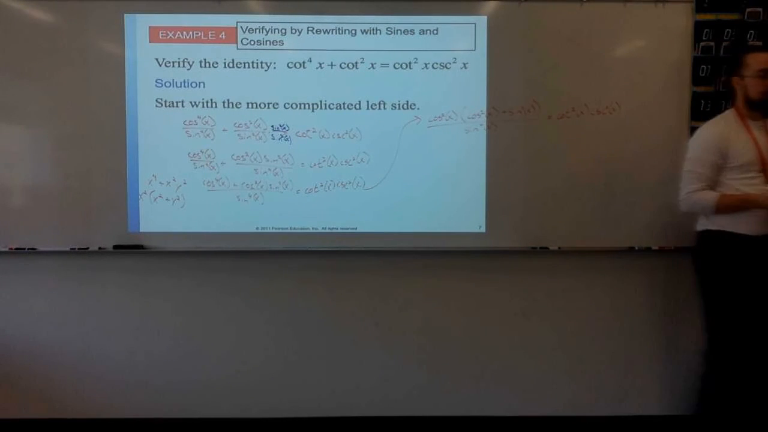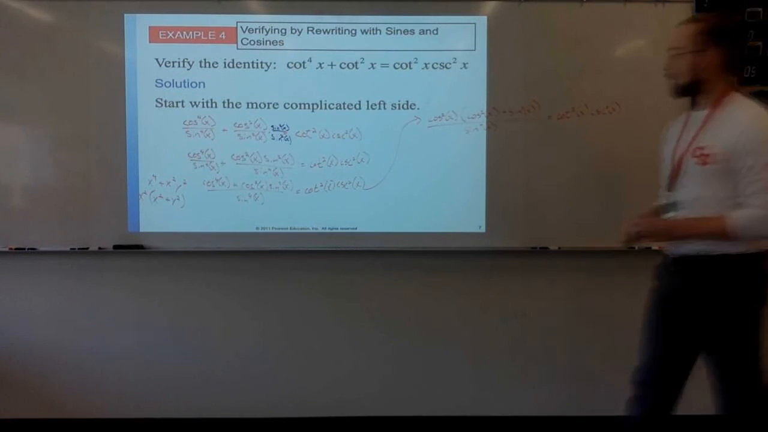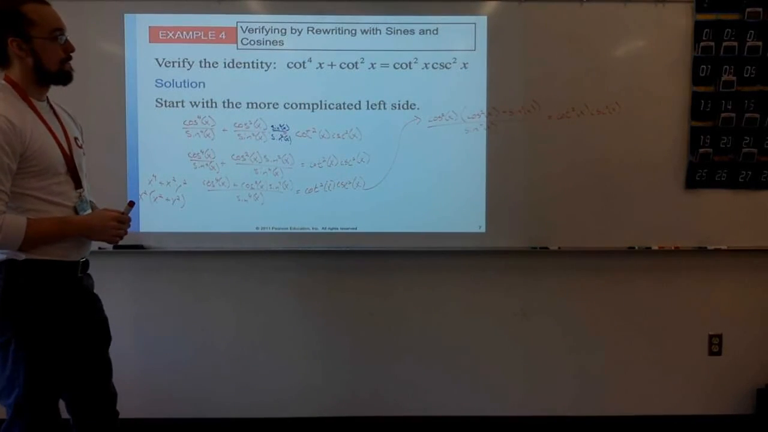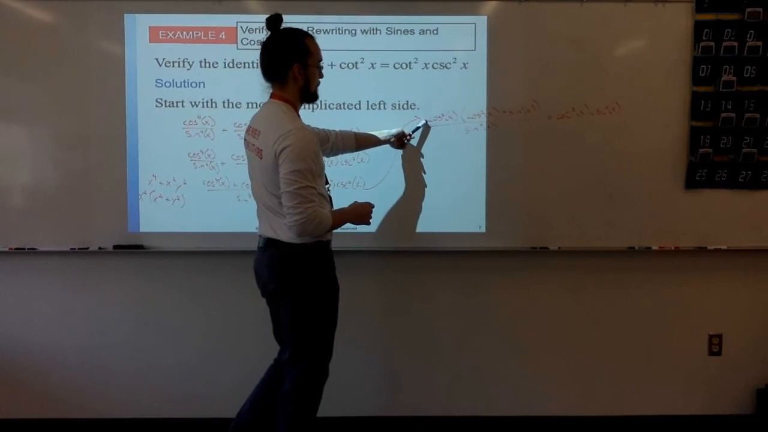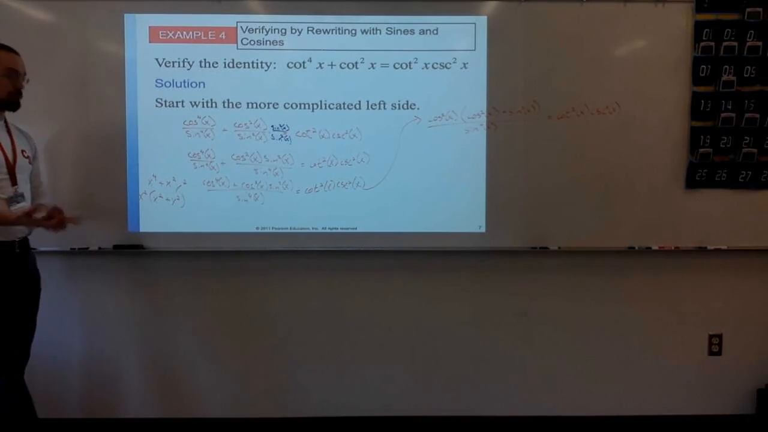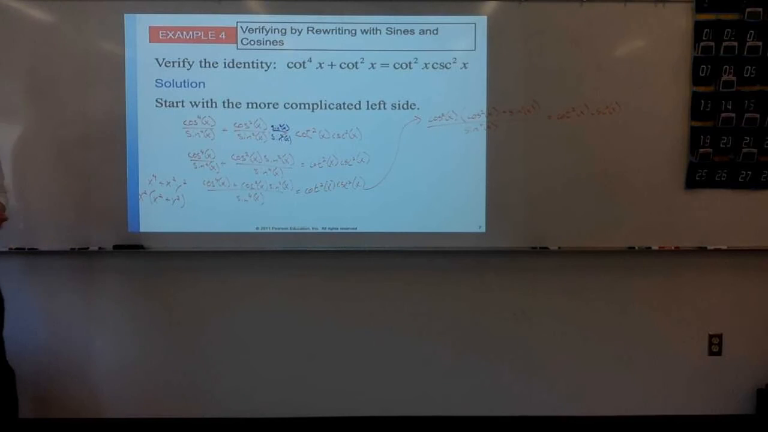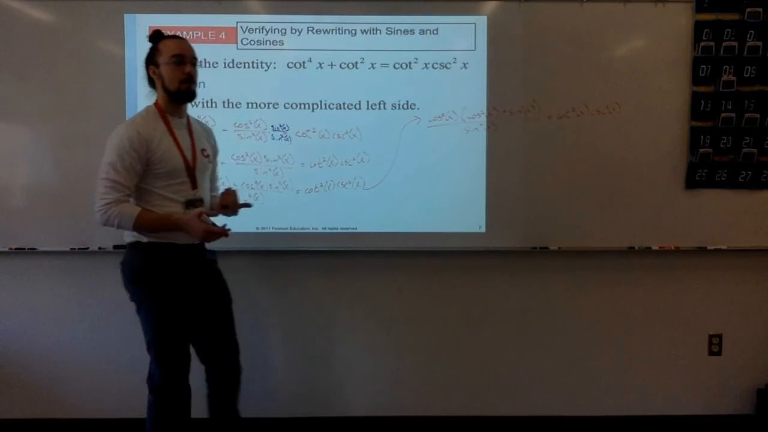What are you confused about? Why is the cosine squared just cosine? Which one are we looking at? The one that we factored out? Yeah. So the largest power I could take out of both of these would be an x squared. So that's what I did. I took out an x squared, or cosine squared.